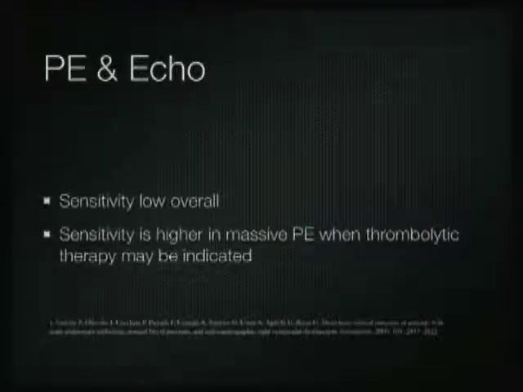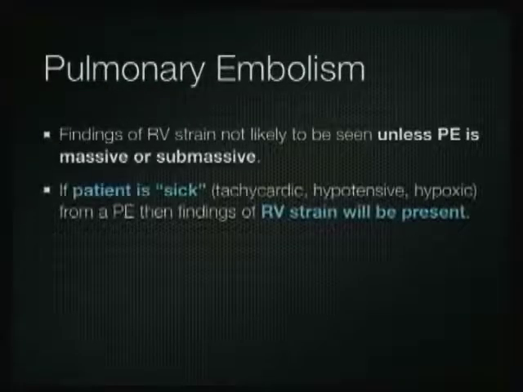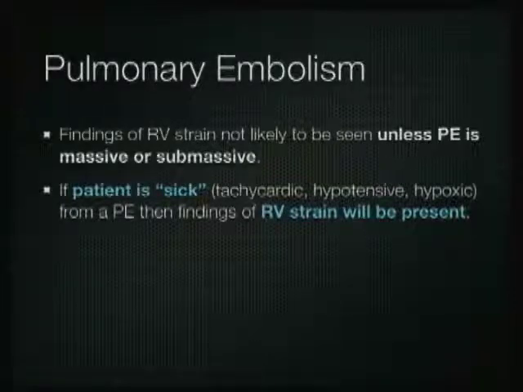You should remember, though, that cardiac ultrasound has a low overall sensitivity for pulmonary embolism. Why is this? This is because most pulmonary emboli are submassive and do not cause significant right heart strain, and therefore no abnormal findings on cardiac ultrasound. But the sensitivity is higher in massive pulmonary embolism, when thrombolytic therapy may be indicated. So the way I think about it is, if your patient is sick, tachycardic, hypotensive, and hypoxic from a pulmonary embolism, then findings of RV strain will be present, or highly likely to be present.